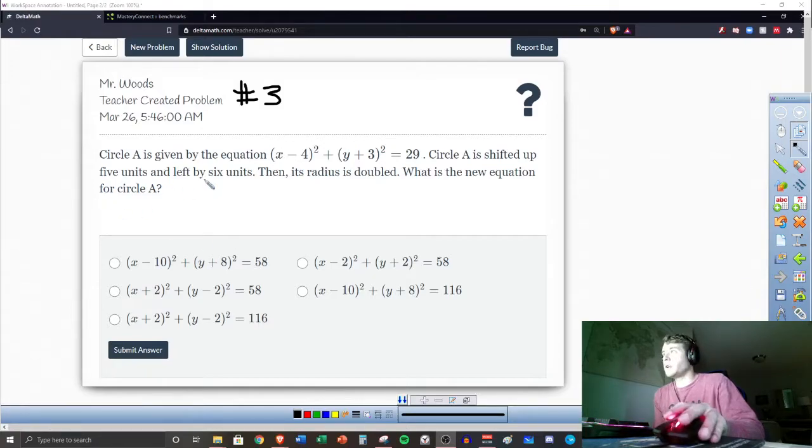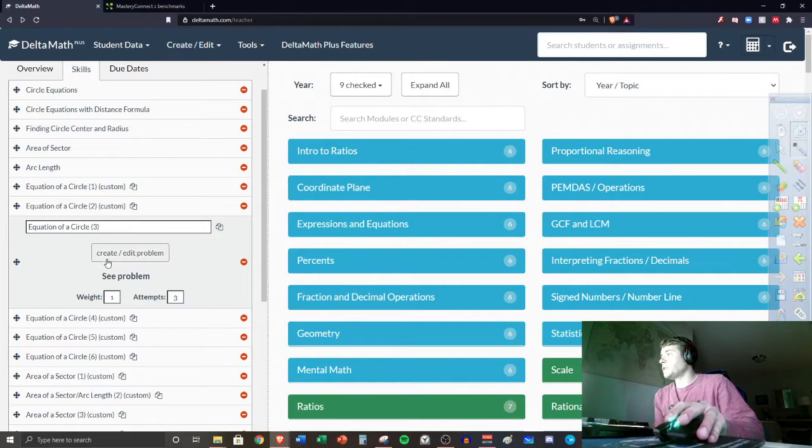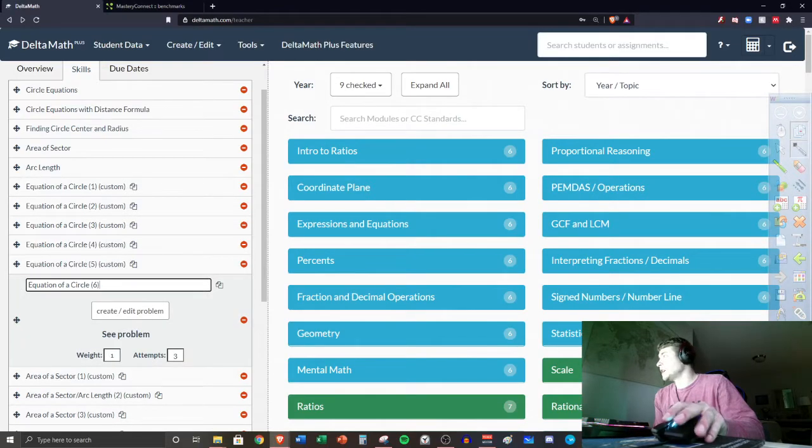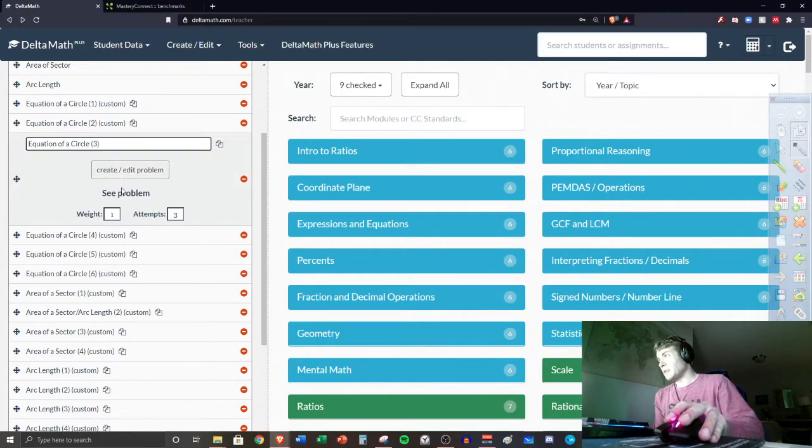All right, so I wanted to work some of the DeltaMath sections. I got a request to do, let me actually go back real quick to DeltaMath, equation of the circle 3, equation of the circle 6, and then area of a sector number 1. That's what I'm going to be covering in this video.